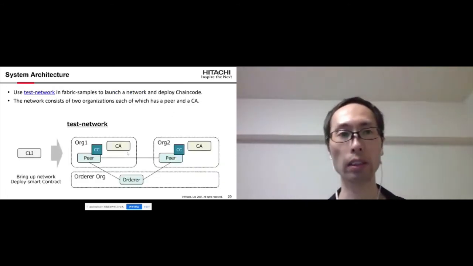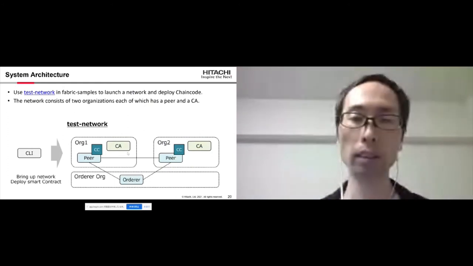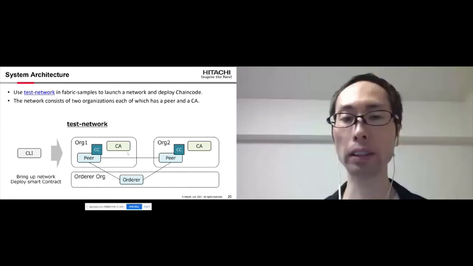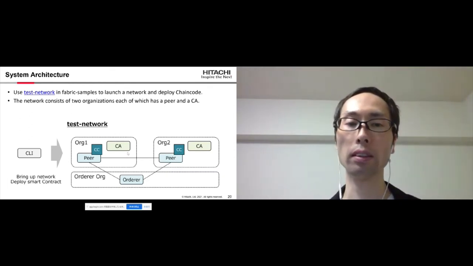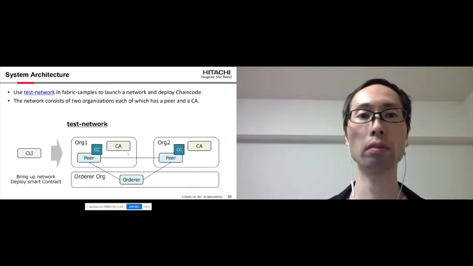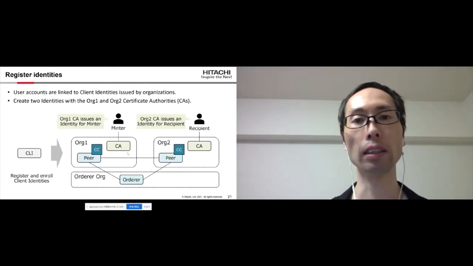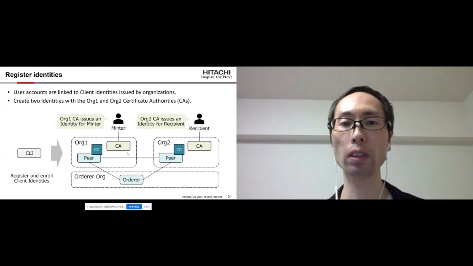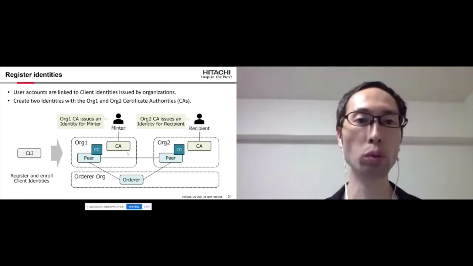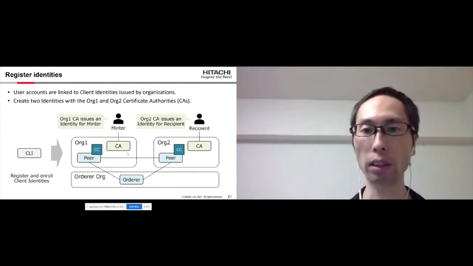So this graph shows the system architecture of the token sample. It consists of Org 1 and Org 2, and each organization has a peer, CA, and chaincode. And this network is launched by a script called test network. After launching the network, we issue or register identities. There are two users in this test scenario, minter and recipient. So Org 1 CA issues an identity for minter, and Org 2 CA issues an identity for recipient.